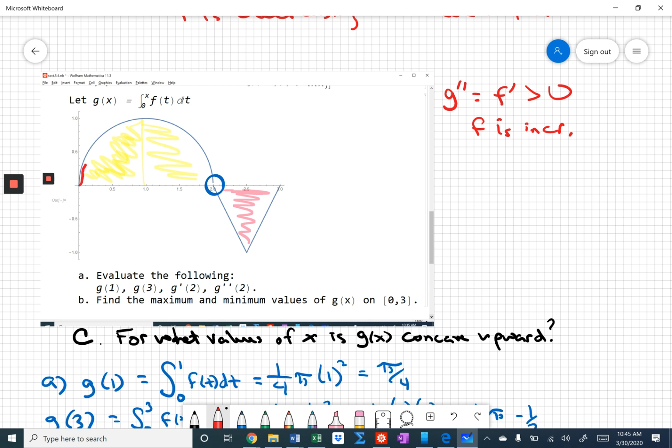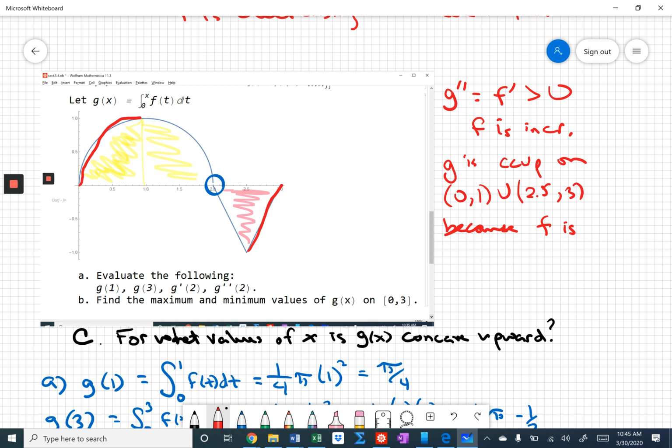So if we go back to the graph here, f is increasing from 0 to 1 and from 2.5 to 3. So g is concave up on the interval from 0 to 1 union with 2.5 to 3, because f is increasing, which means that g double prime, which is equal to f prime, is greater than 0 on these intervals.